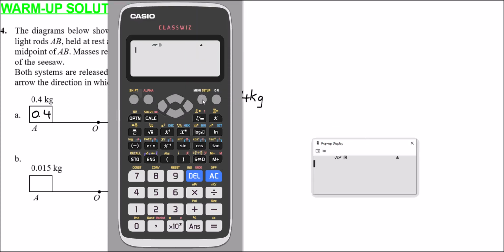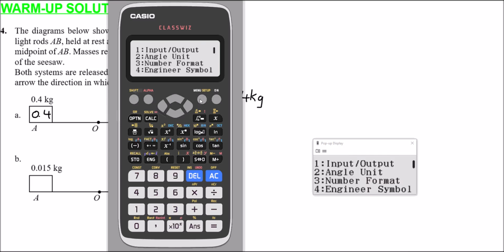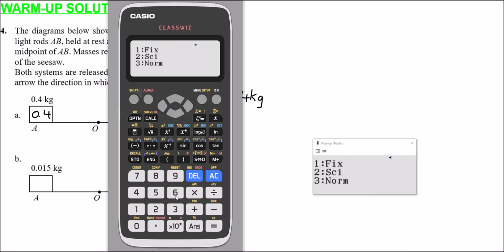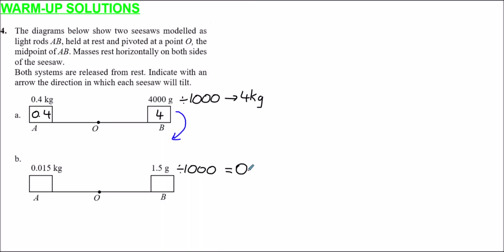We can press Shift, Setup, go to number format, number 3, press normal mode, and then press option 2. Now if we try it again, we'll get it as a decimal. So we get 0.0015. So 1.5 grams is 0.0015 kilograms. 0.015 is greater than 0.0015, and so in this case, the seesaw will tilt this way.